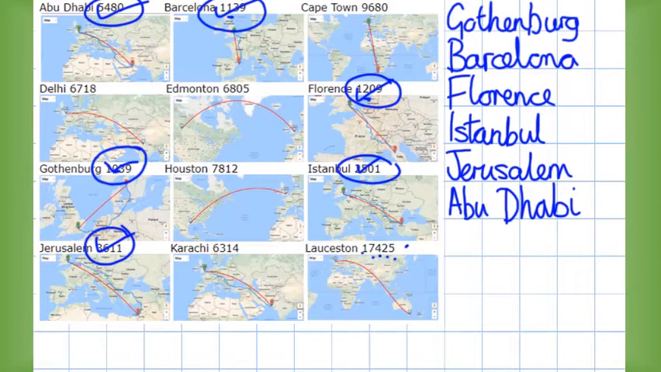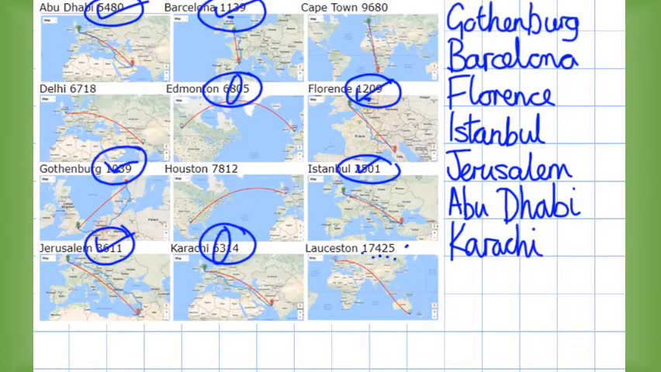I've got 2 here with 6,000 kilometres. I've got Edmonton in Canada and Karachi in Pakistan. So which one is going to come next? I'm going to say it's Karachi, but why is it Karachi? It's because it's only got 300 kilometres, whereas Edmonton has 800. So Karachi comes next, followed by Edmonton, okay, and I can tick those off my list.